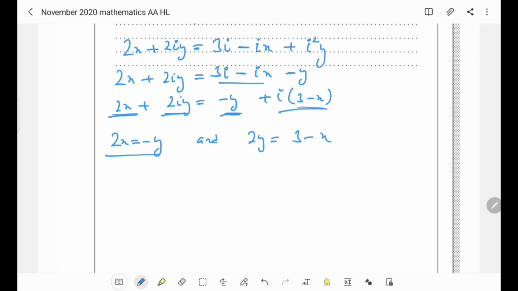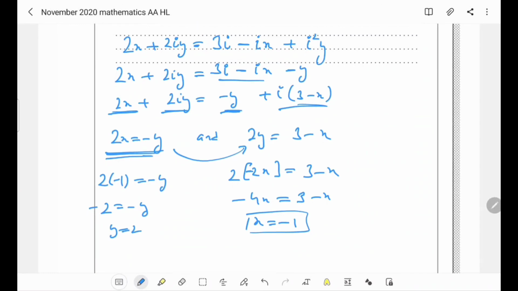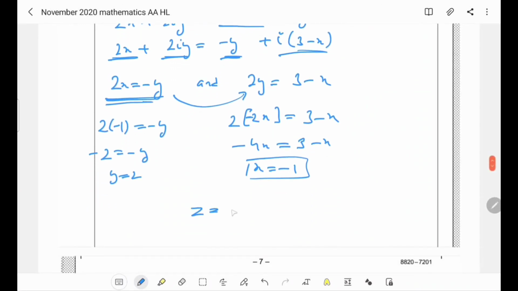So I can put the value of y in this equation. So it's 2 times minus 2x, so minus 4x equals 3 minus x. From this, x equals minus 1. And I can put the value of x here. 2 times minus 1 is minus 2 equals minus y. So y equals 2. So the number z is minus 1 plus 2 iota.